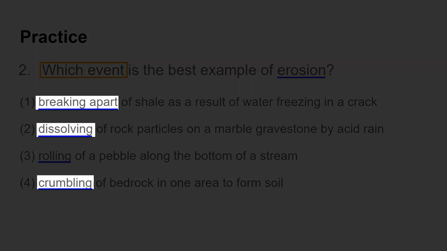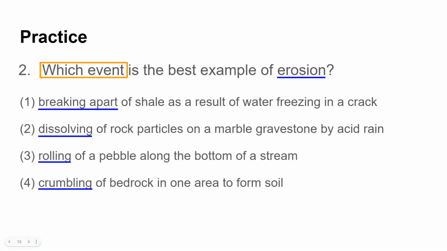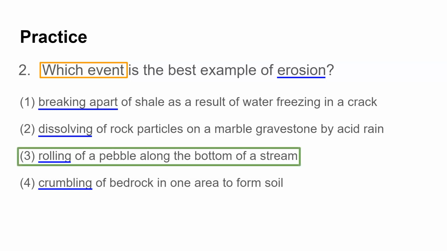So breaking apart, dissolving, and crumbling all indicate the process of weathering. Things are getting broken into smaller pieces. 3 is the only example where something is moving. Rolling is a form of movement. So this is our example of erosion.